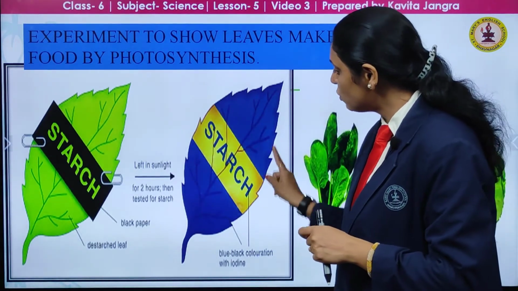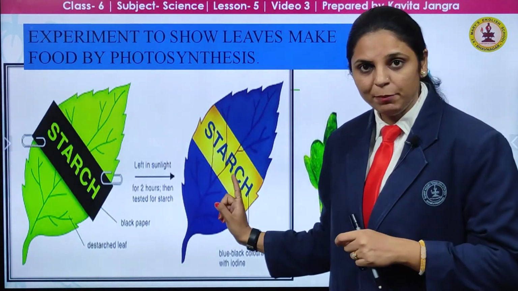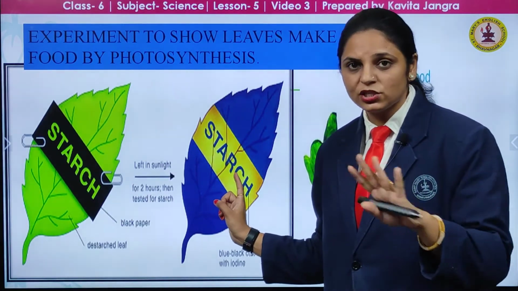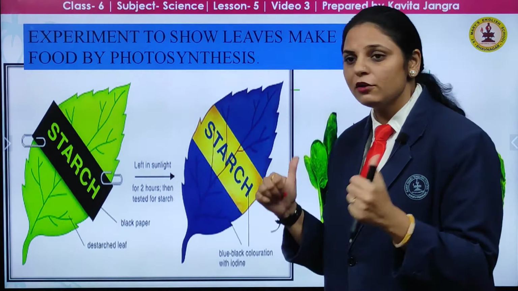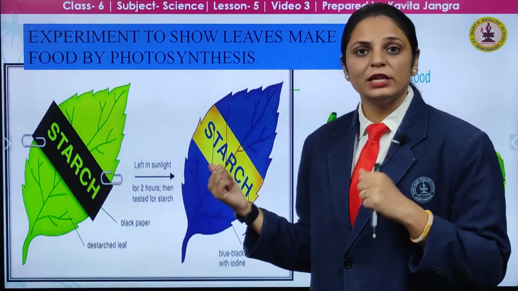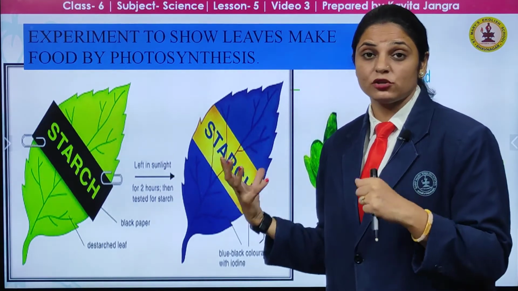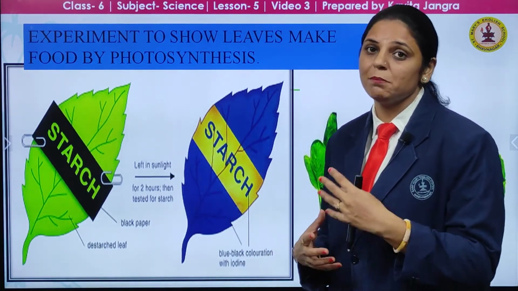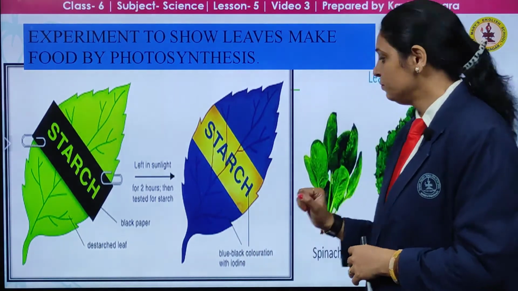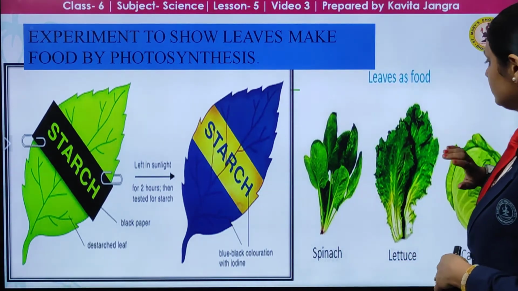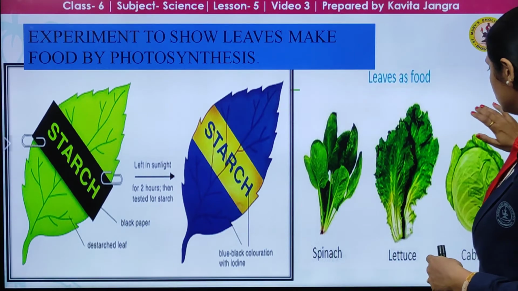But the region which was covered with the black paper does not synthesize food for the plant; starch is not synthesized, and it will not give you any blue-black color when you test with iodine solution. This is the test that leaves actually perform photosynthesis; they make food, that is starch. These are the leaves which we eat as food: spinach, lettuce and cabbage.